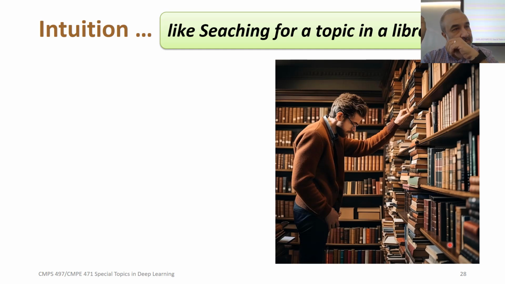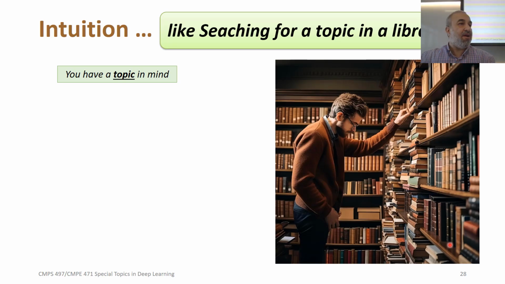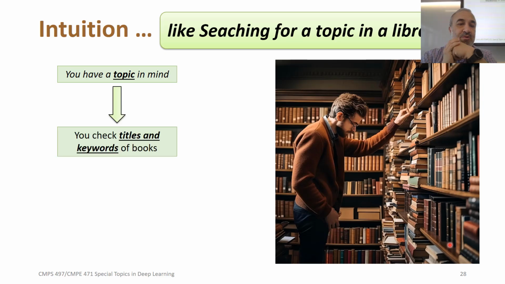I'm searching for books that are relevant to that topic. So I will start with having a topic in my mind, right? And now I have the books in the library. What should I do? Let's say that there are no sections, so I have to look at every book. Should I read the entire book? No. What should I do? Read the title, maybe some part of the introduction, maybe the keywords, right? So I will check the titles and the keywords of the books.